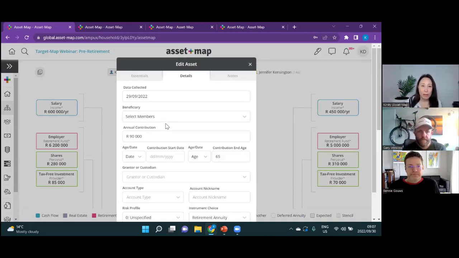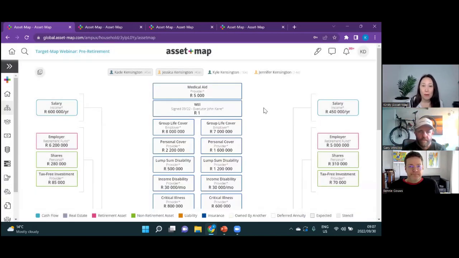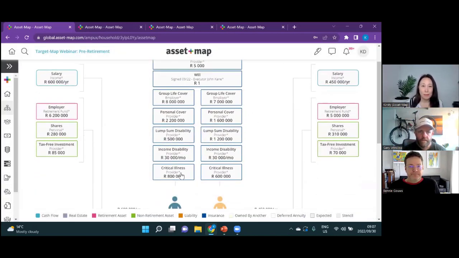And another key point, especially if it's an employer fund, is that this annual contribution would be both the employee's and the employer's contribution. So the total contribution that's going into this fund. Another key point I want to point out is in risk benefits.